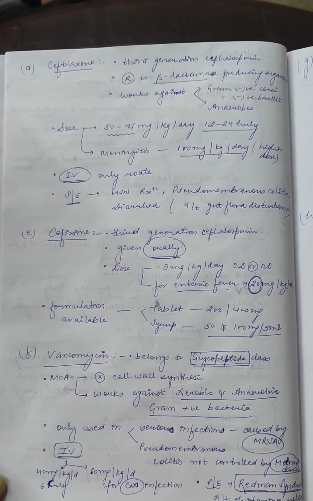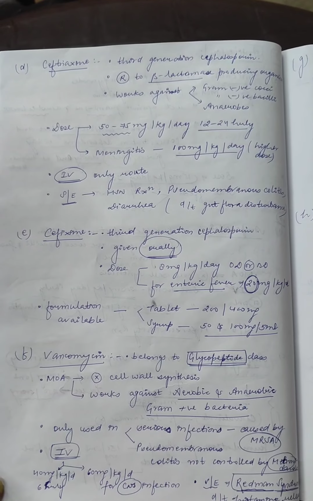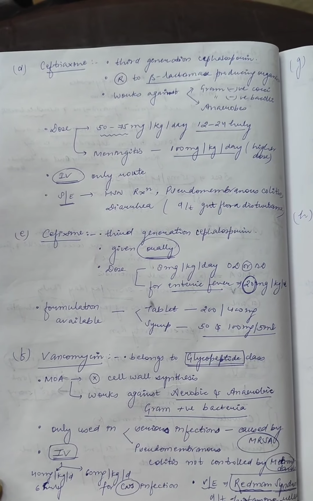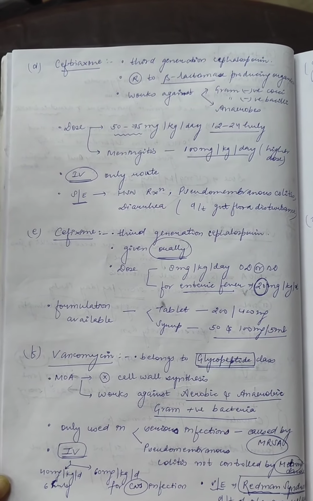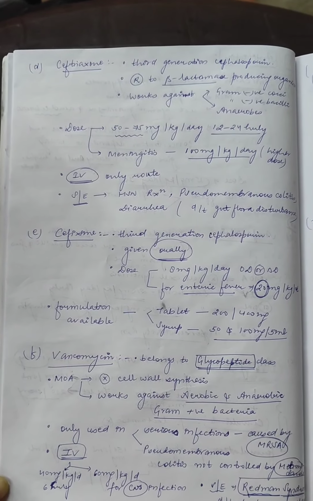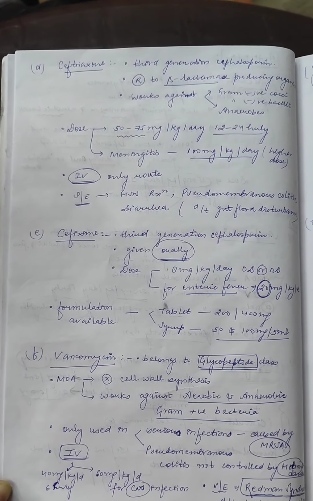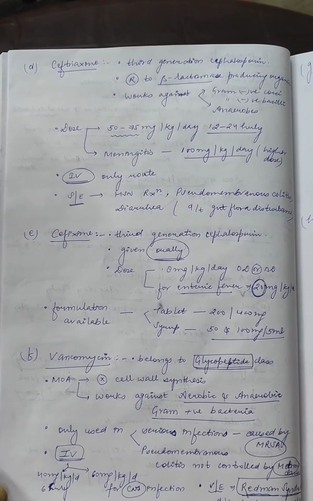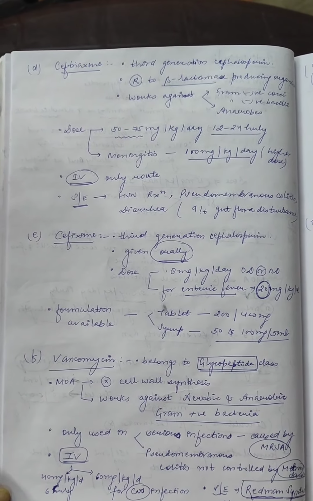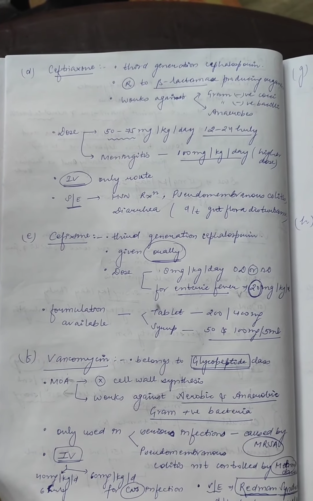Next we will talk about cefixime. Cefixime is a third generation cephalosporin and it is given orally. The dose given is 8 mg per kg per day, once daily or twice a day. For enteric fever, it is given at a higher dose, that is 20 mg per kg per day. Formulations available in the market are, in tablet form, 200 or 400 mg strength, and in syrup form, 50 and 100 mg per 5 ml.